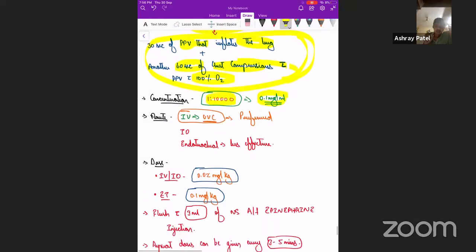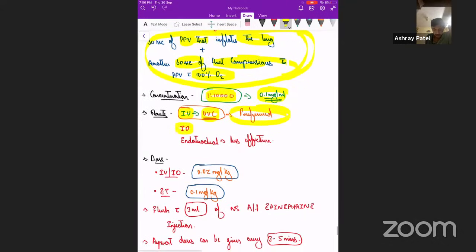How do we give it? Through IV route, that is after securing a UVC. This is the most preferred method. If not, intraosseous, and the least preferred of all is the endotracheal tube. Through the endotracheal tube itself, we can give the drug, but this is the least preferred of all.